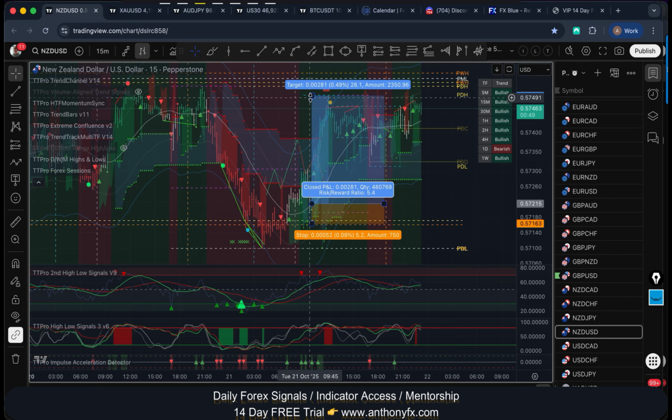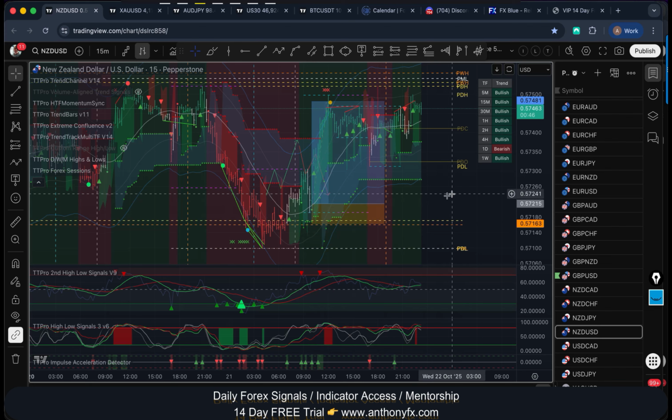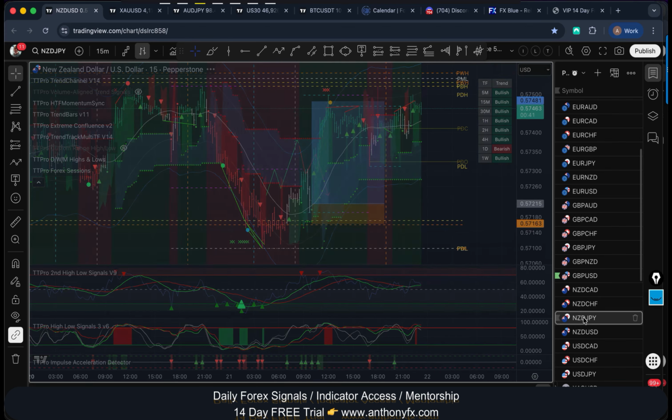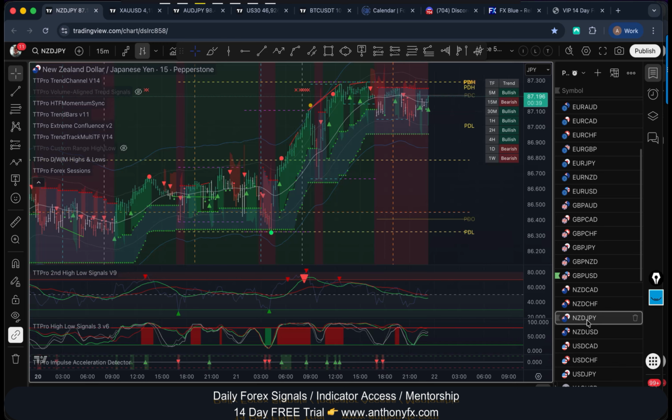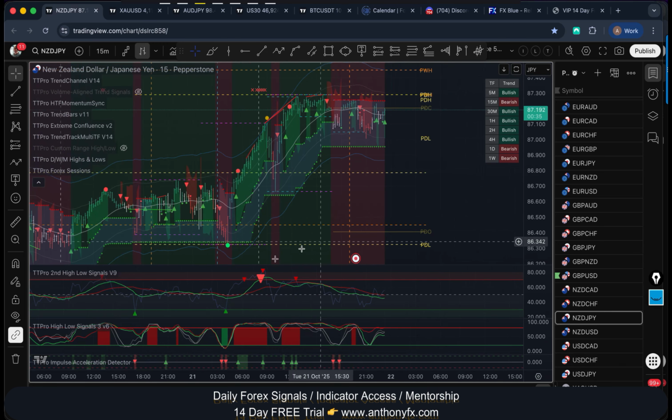Nice. Really nice. There's a whole thing around the stop loss level and targets, but we won't get into that right now. I just want to run through and have a look at the last signal and see how they performed. Well, look, New Zealand yen. We've got a red signal, so I'm going to set a sell alert now. I'll go with the trend momentum sync.